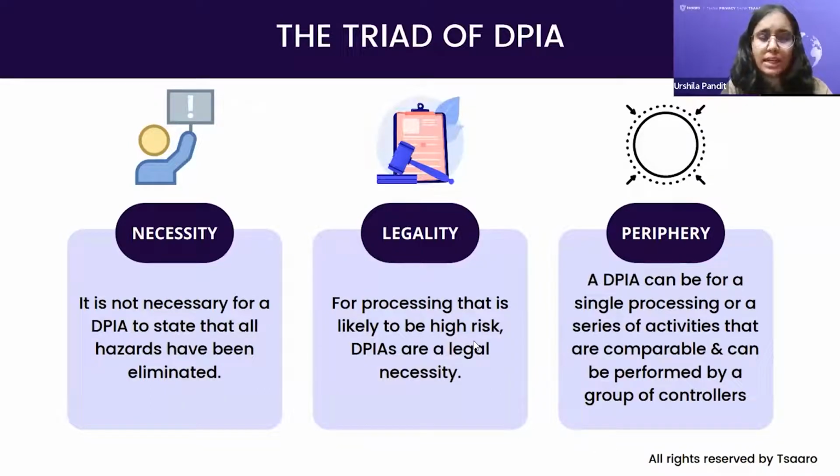The next concept is the periphery. A DPIA can be for a single processing activity or for a series of activities that are comparable, and can be performed by a group of controllers. What we suggest to companies is usually to do a DPIA for a single processing activity each time, because this would give them a clearer idea of the risks present in a particular processing activity. For example, under the marketing department, you would have sending mass mailers, or you could have generating leads.